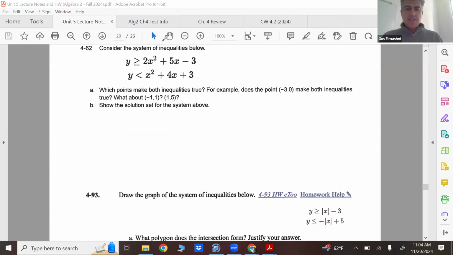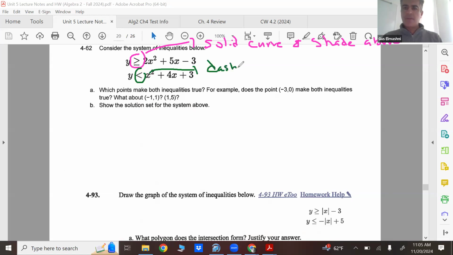This is going to be solid, just so you know. A solid curve and shade above. And we'll do four screen for this one. This will be a dash curve and shade below. How do you know it's shaded below? Just less than. Yeah, that should be intuitive.